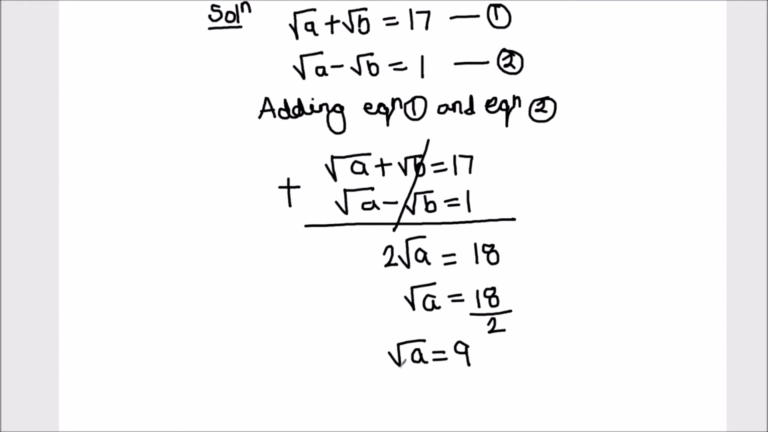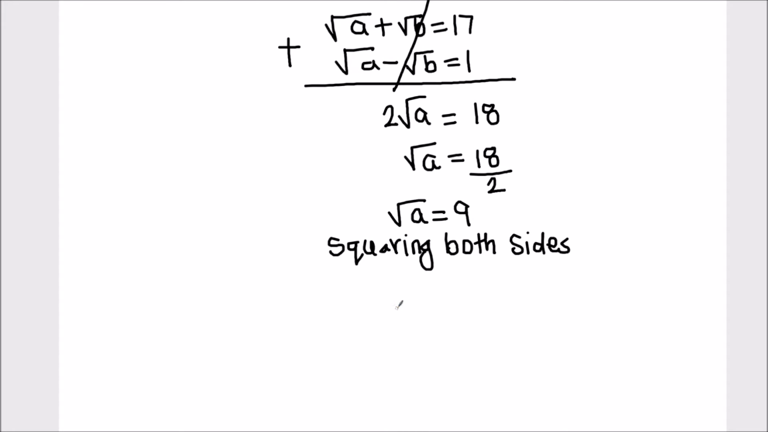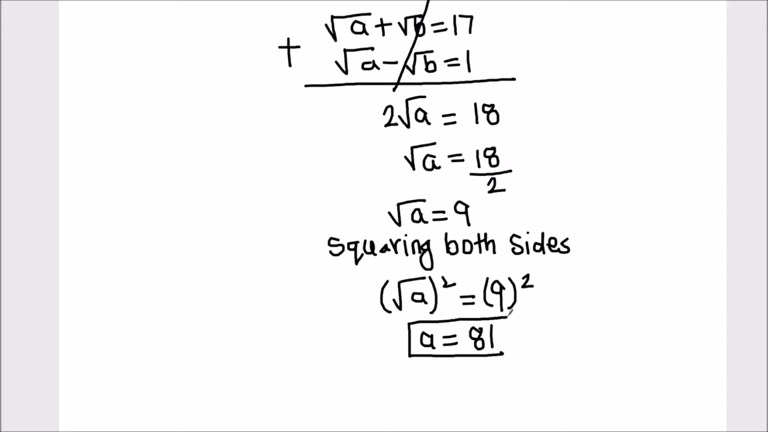To find the value of a, we'll square both the sides. So squaring both the sides, so we have root a whole square equals 9 square. Root a times root a or root a square is a equals 9 square is 81. So the value of a comes out to be 81. So this we got by adding the two equations. Let's subtract the two equations so we'll get the value of other variable.